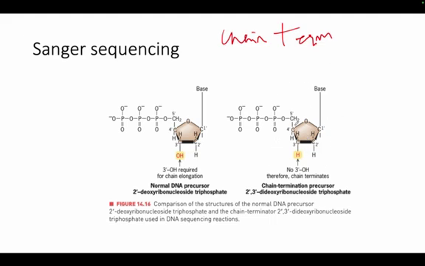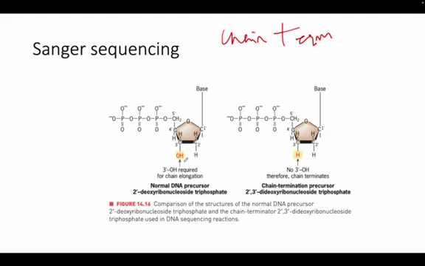So this is a regular nucleotide. You can see deoxyribonucleic acid, which means that we don't have an OH in the 2' position. However, this OH in the 3' position is what is used to form the phosphodiester bond with the next residue. So we know the 3' OH is required for chain elongation. This is what a normal dNTP would look like.